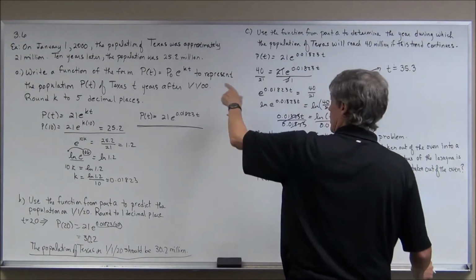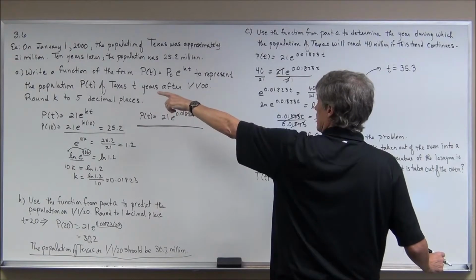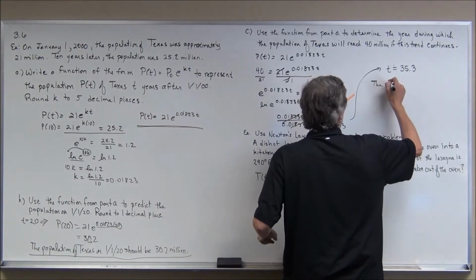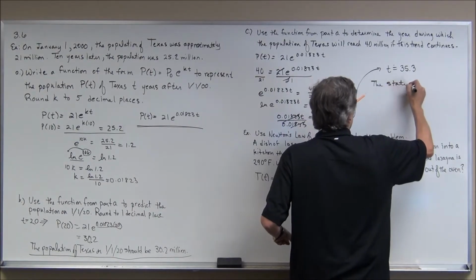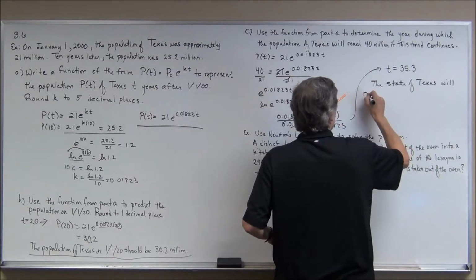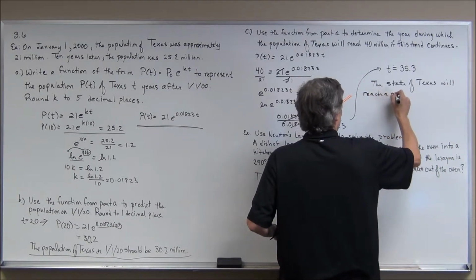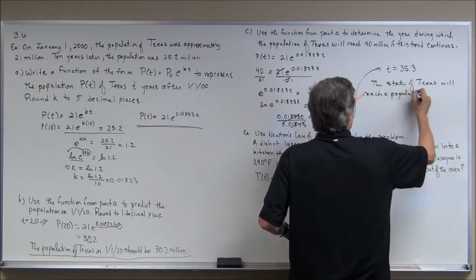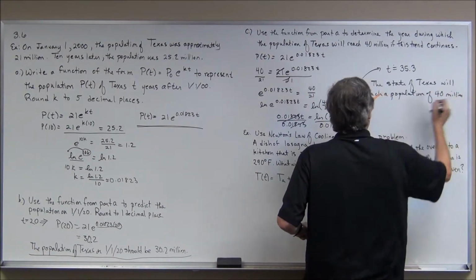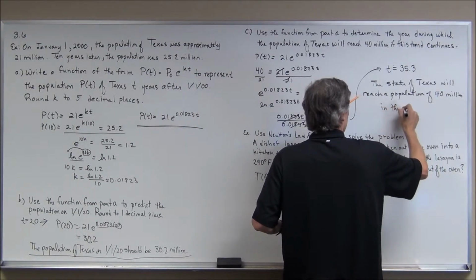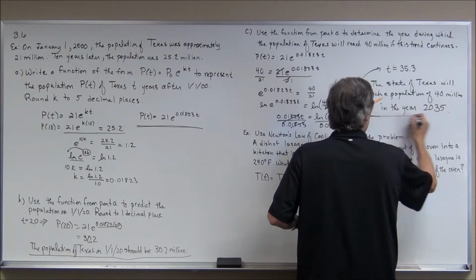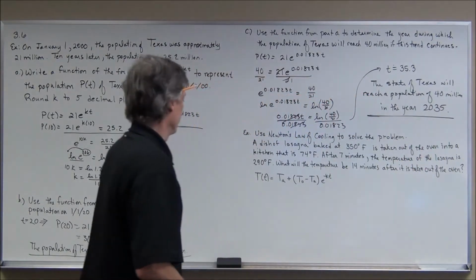So if we started in the year 2000, the state of Texas will reach a population of 40 million in the year 2035. And that would be my answer there.